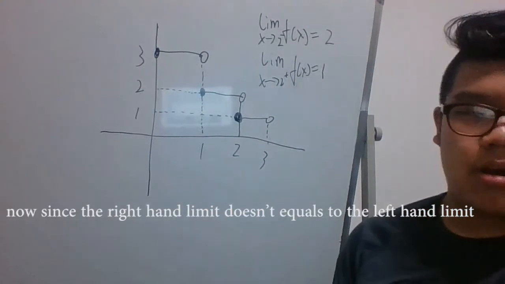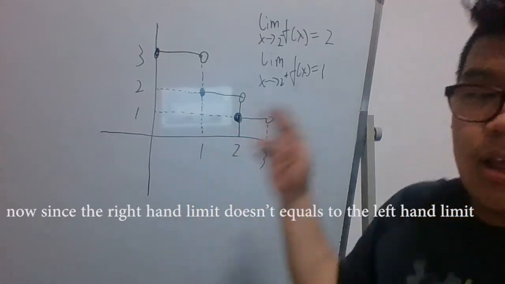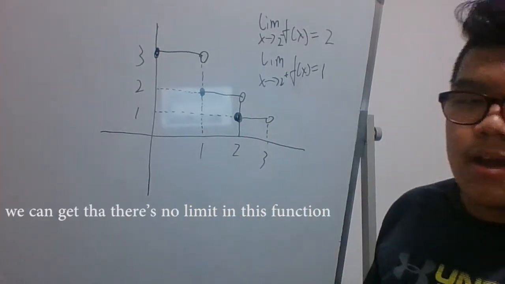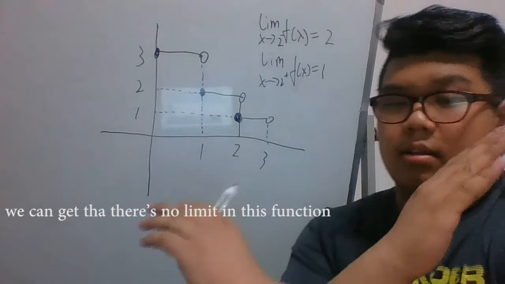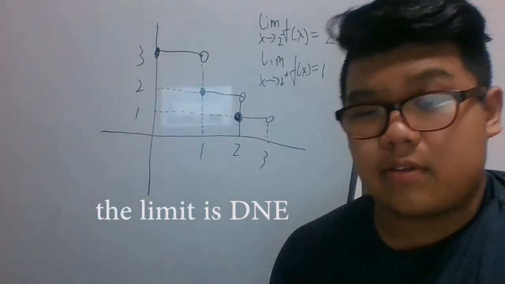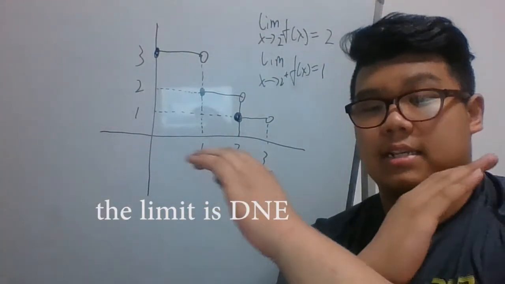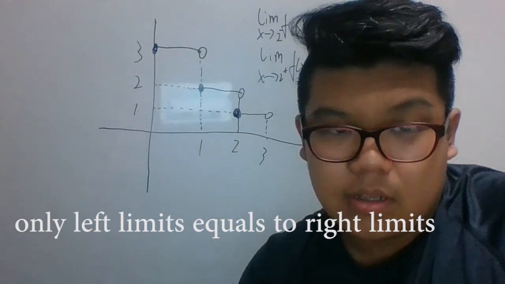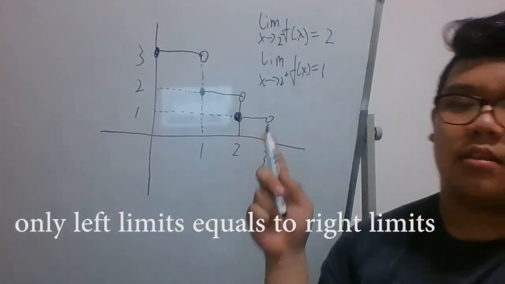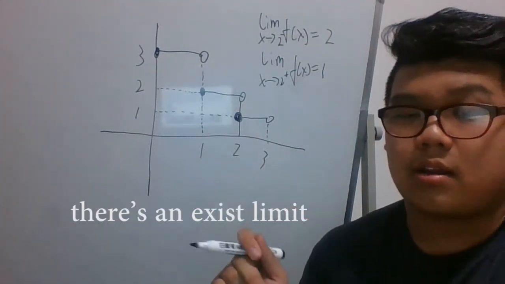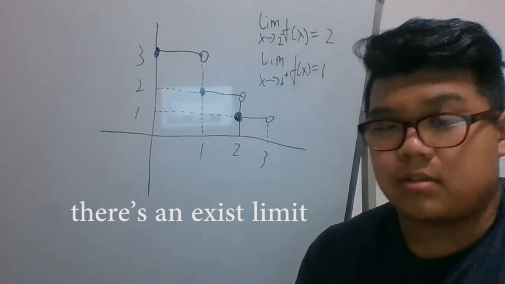Now, since the right hand limit doesn't equal the left hand limit, there's no limit in this function. The limit in this function does not exist. Only when the left hand limit equals the right hand limit is there a limit in this function.